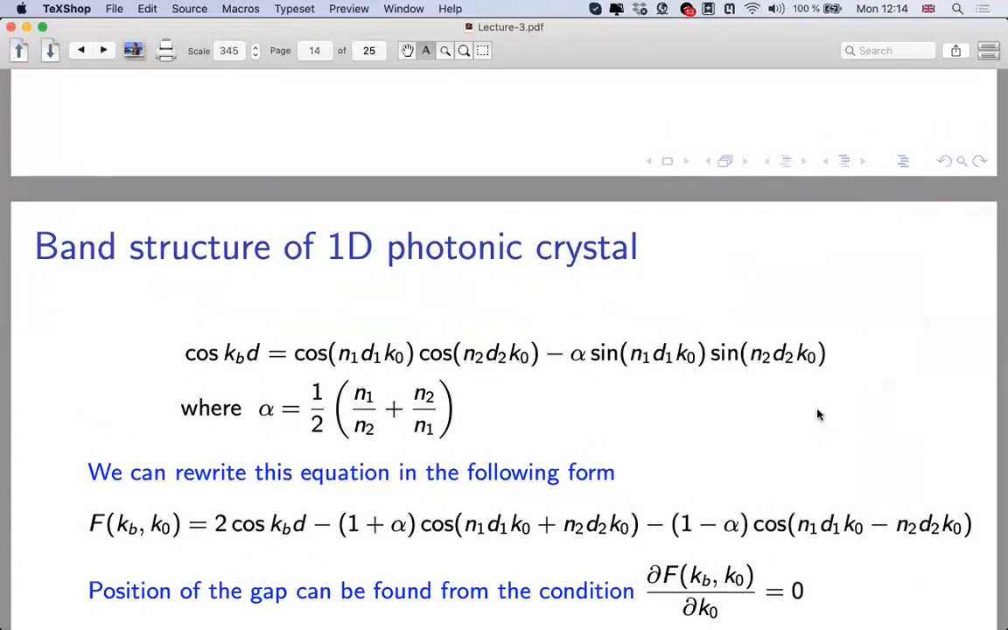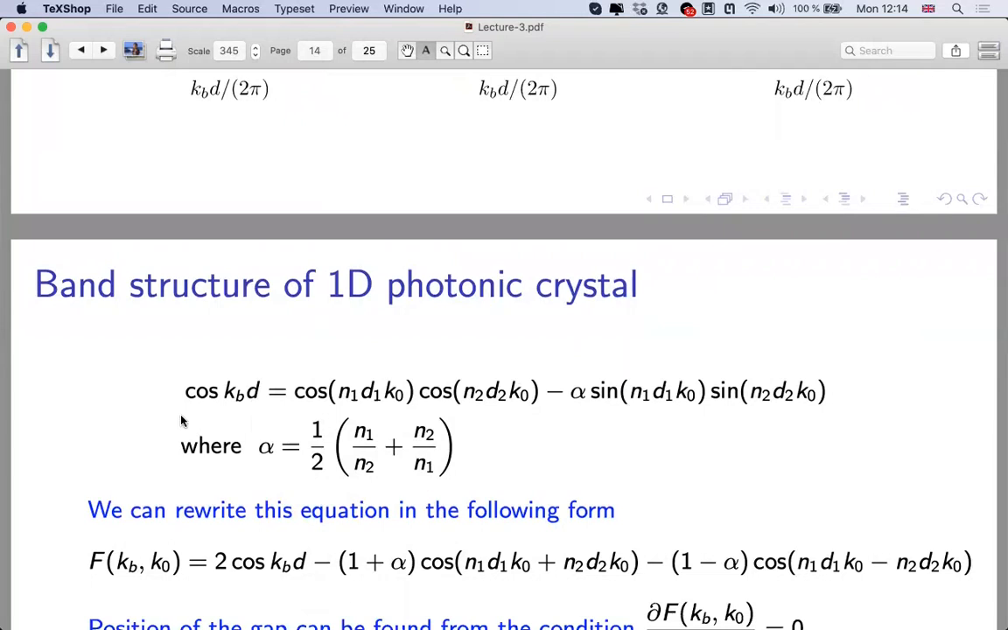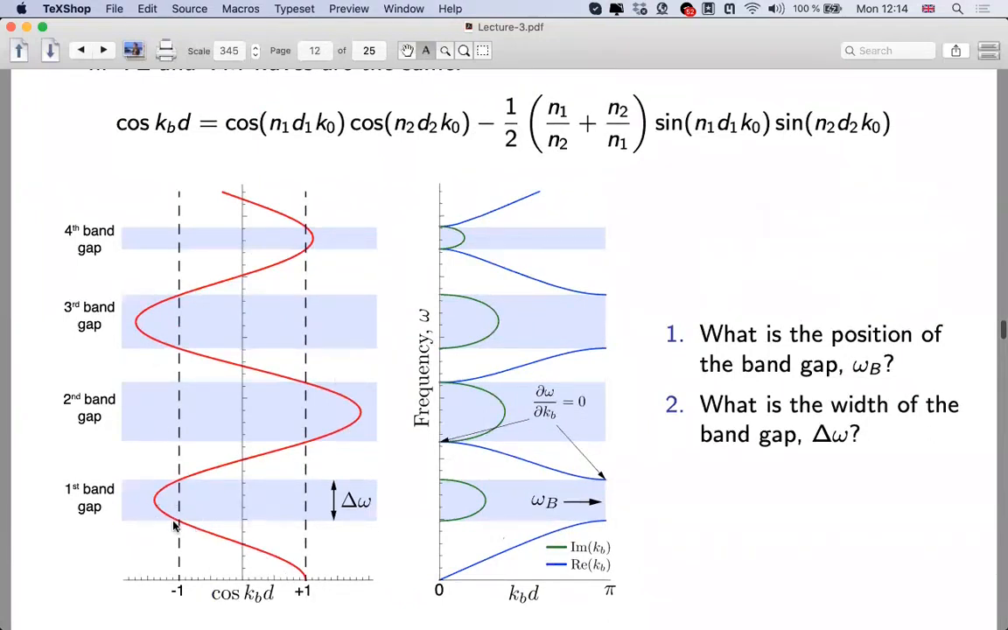Okay, so now let me analyze the position of the band gap and the way it's possible to maximize this band gap. First, I will introduce this factor alpha, this bracket. When I have a normal incidence, I could rewrite my expression in this form. How can I find the position of the band gap, guys? Please have a look at the red curve and tell me where the center of my band gap is.